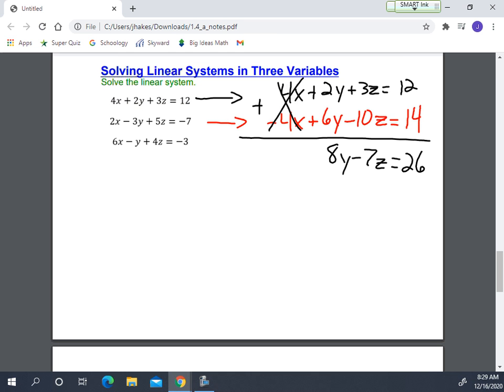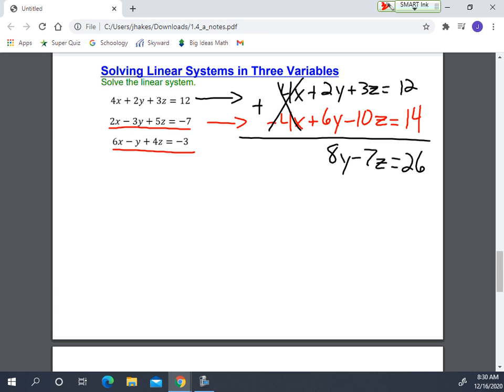So, looking here, let's say I wanted to use this top equation and this bottom equation. Notice 4x and 6x aren't common multiples. Well, they do have a common multiple, which is 12. But I'd have to multiply this bottom one by 2 and this top one by 3. I do not want to do that. I want to avoid that as much as possible. So, I'm going to do this middle one and this bottom one.